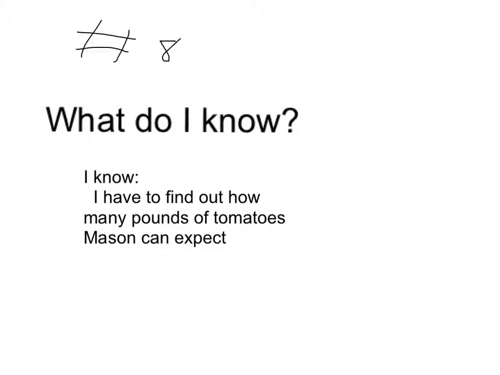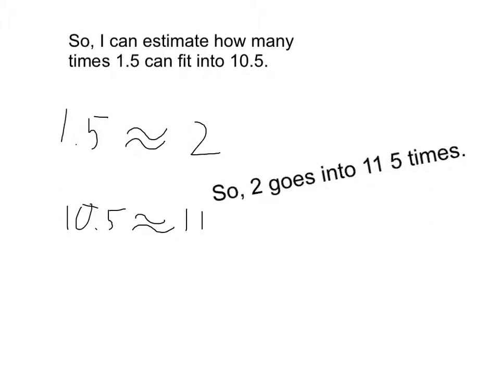Now that we have solved problem number 7, let's go on to problem 8. What do I know? I know that I have to find out how many pounds of tomatoes Mason can expect to harvest. So now I'll estimate how many times 1.5 will fit into 10.5. 1.5 is about 2, and 10.5 is about 11. So 2 goes into 11 5 times.